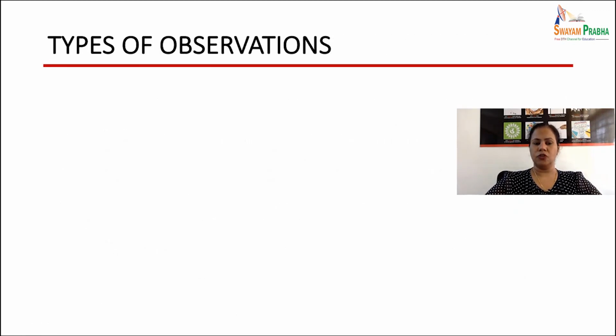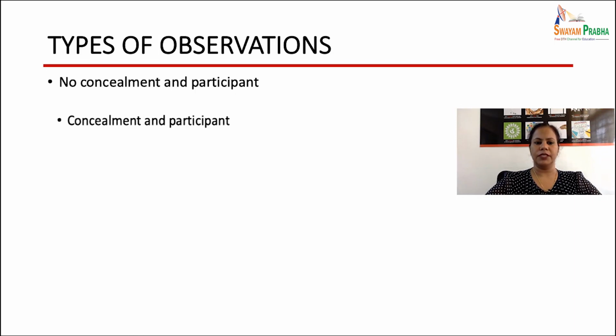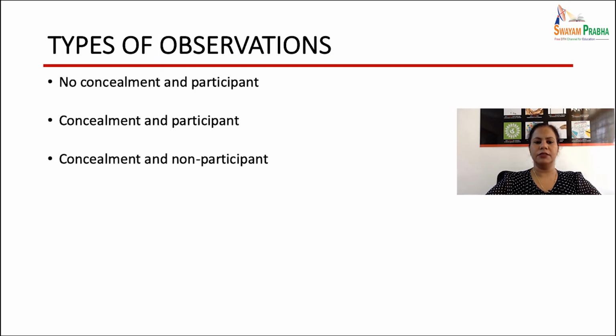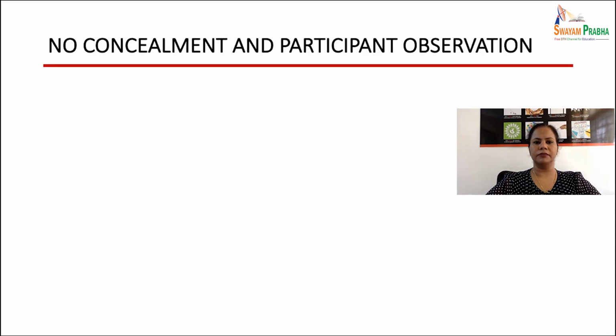Now let us talk about different types of observation. There are four types of observation. Number one is no concealment and participant observation. Second is concealment and participant. Then concealment and non-participant, and then no concealment and non-participant. So let us talk about all these four types of observation one by one.